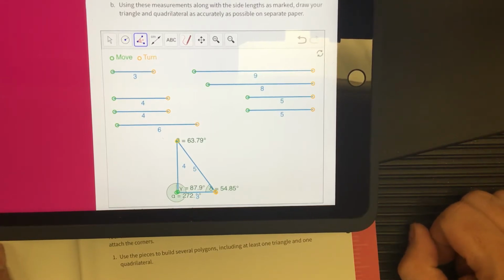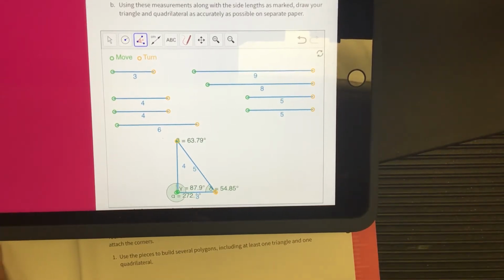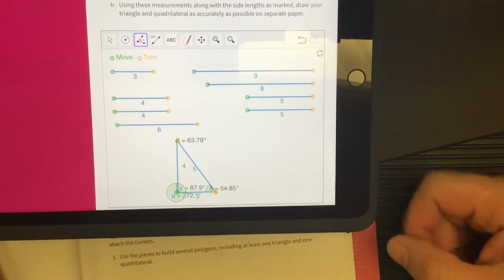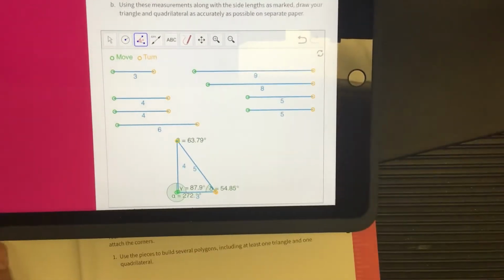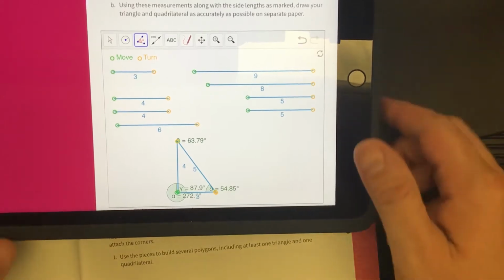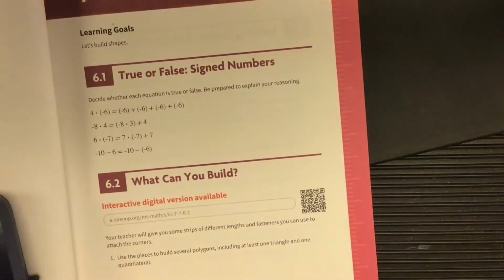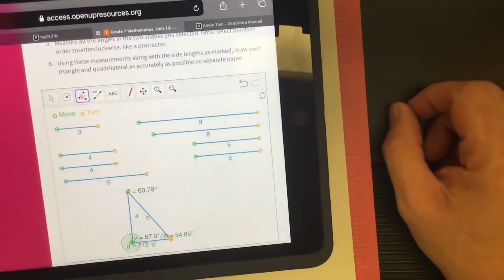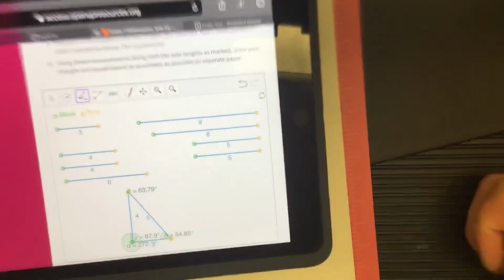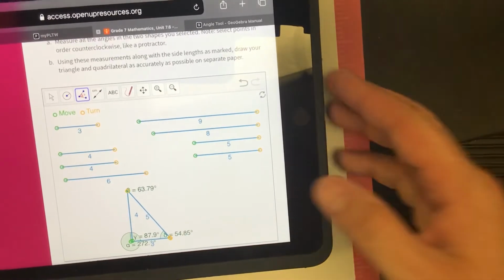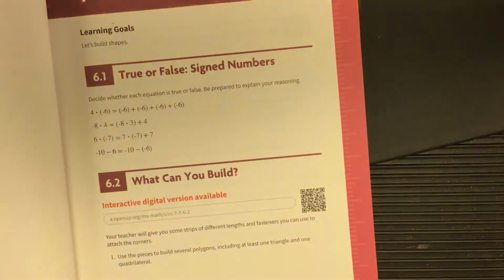Try to line up the dots the best you can. So make one triangle other than this one using all those shapes. Pick 3 of them. See if you can make a triangle with them. And then it says one quadrilateral. How many sides does a quadrilateral have? 4. So one 4-sided figure, one 3-sided figure.